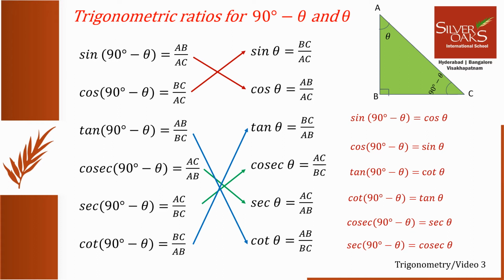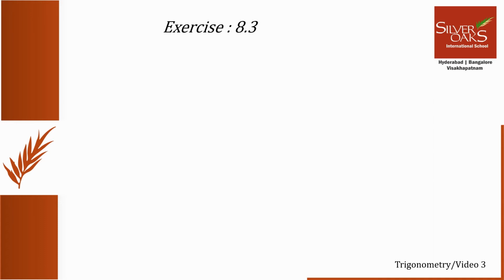Now we apply these complementary angles in exercise 8.3. Now let us understand how to apply these complementary angles. Look into the first question. Evaluate sine 18 degrees by cos 72 degrees.